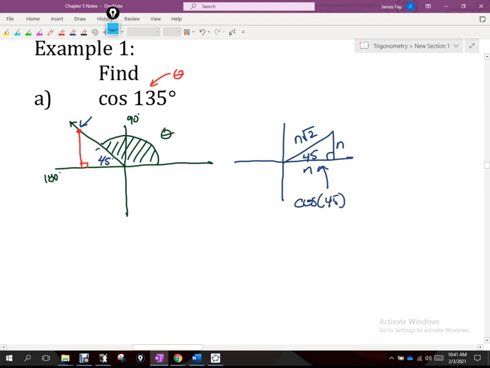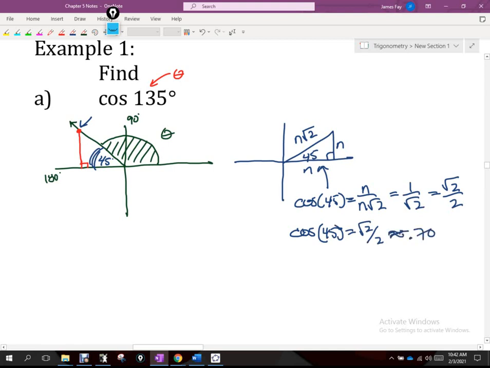Because the cosine of this angle here is going to tell me everything I need to know about the cosine of the green angle theta. So what is the cosine of 45? Well, if I look at my picture, cosine is adjacent over hypotenuse, right? So that's 1 over root 2. If you want to rationalize that, you can. Okay, so taking your calculator out, if I divide radical 2 over 2, it gives me approximately 0.707. Does that make sense?